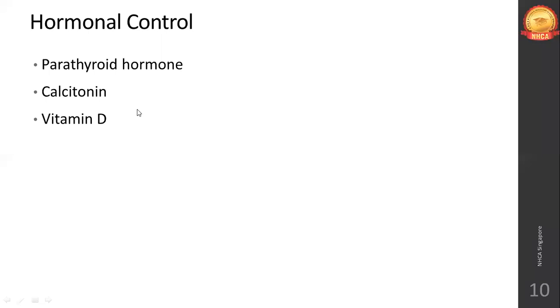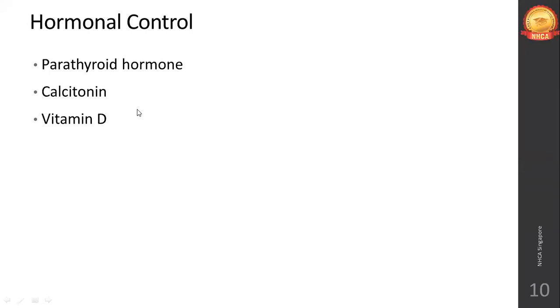Then vitamin D, specifically in its active form, we also consider vitamin D as a hormone. The way it acts in your body is very similar to how a hormone acts in the body. That's the reason why vitamin D is considered a hormone. So it enhances the intestinal absorption of calcium.